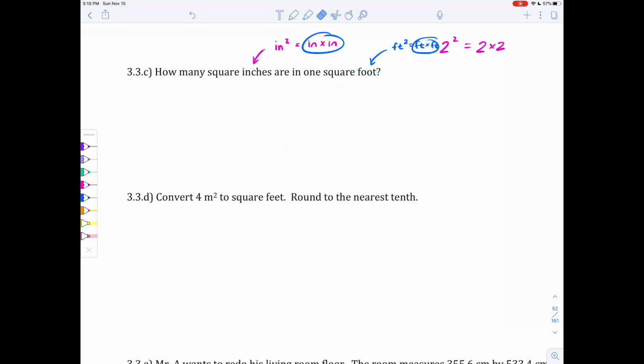All right, so let me get rid of this stuff and get back to the math. So we want to figure out how many square inches are in 1 square foot.